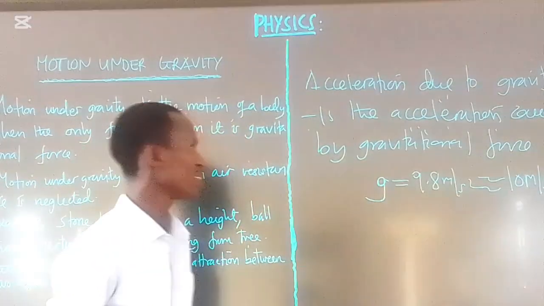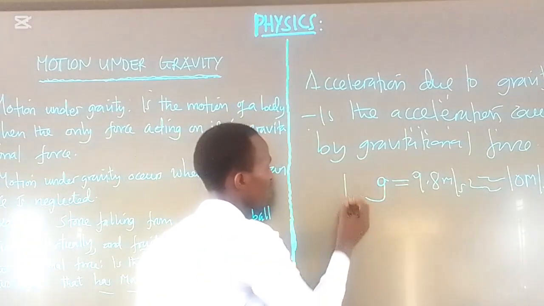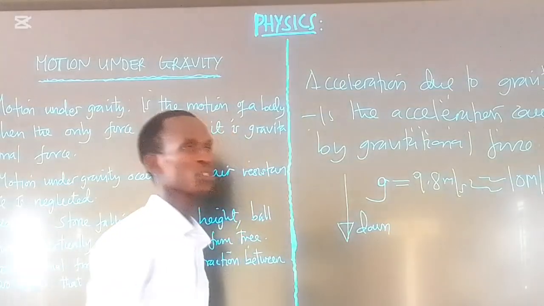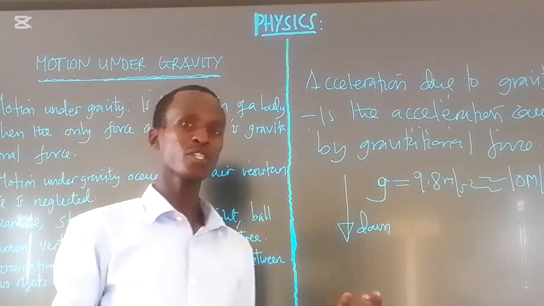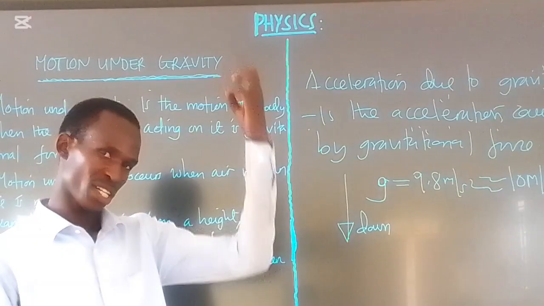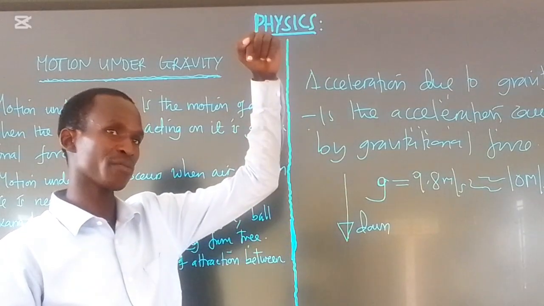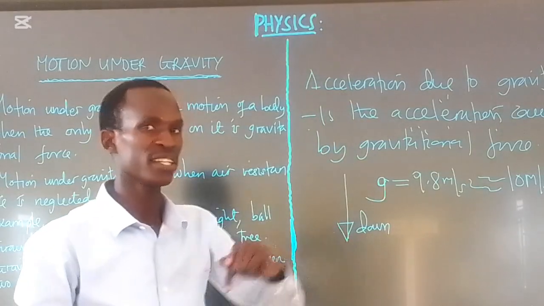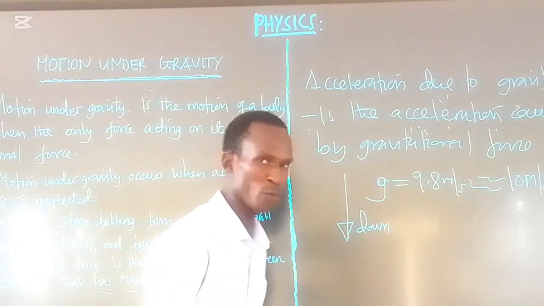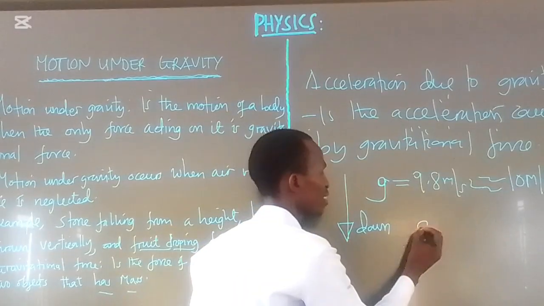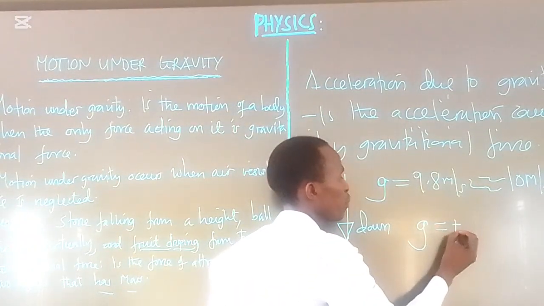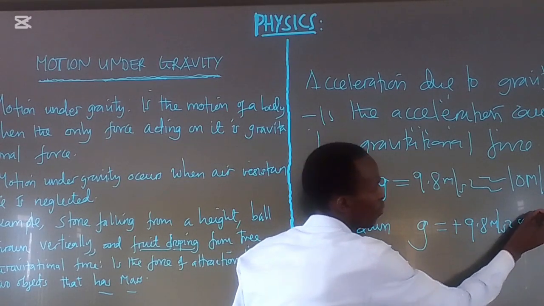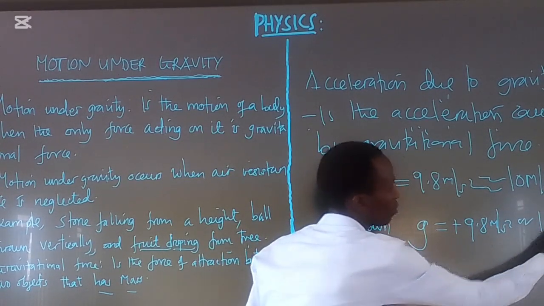Its direction is downwards because gravitational force tends to pull an object downwards. So the acceleration due to gravity is always directed downwards toward the Earth's surface. That's why when an object is moving downwards, the value of acceleration due to gravity is positive, 9.8 meters per second squared or 10 meters per second squared.